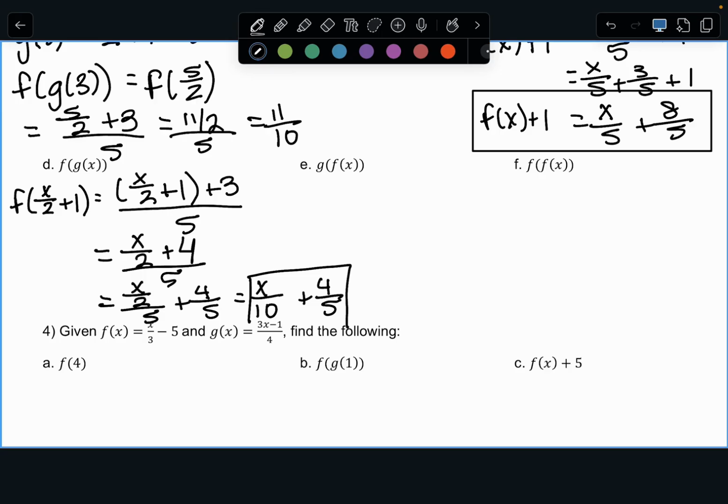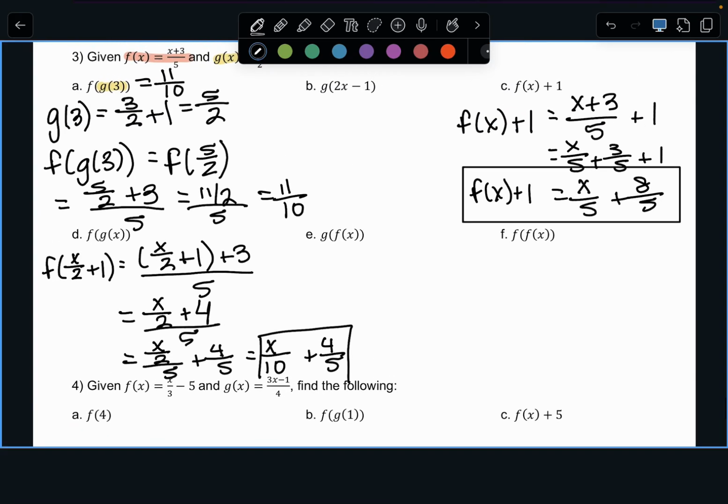Mm-hmm. For most of these, you're not going to have a number. Most of them, you're going to have something with x's. For problems like C and D, do we put the two fractions back together or do we leave them apart? Leave them separate. Try to put it into like y equals mx plus b if you can, like something times x plus a number. Leave them separate. Very good question.